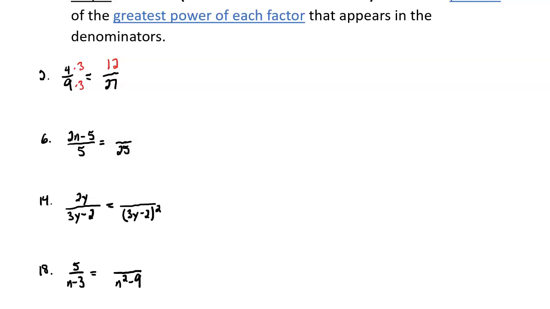Problem 6, we want to change the first fraction with a denominator of 5 into an equivalent fraction with a denominator of 25. You need to times by 5. If you times the top by 5 as well, you will get 5 parentheses 2n minus 5.